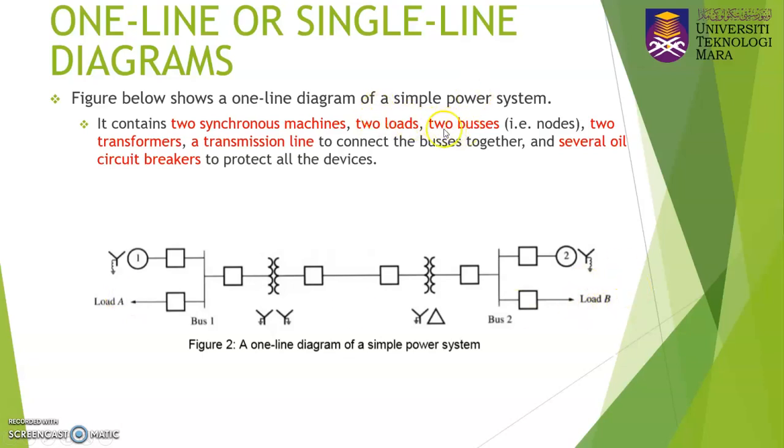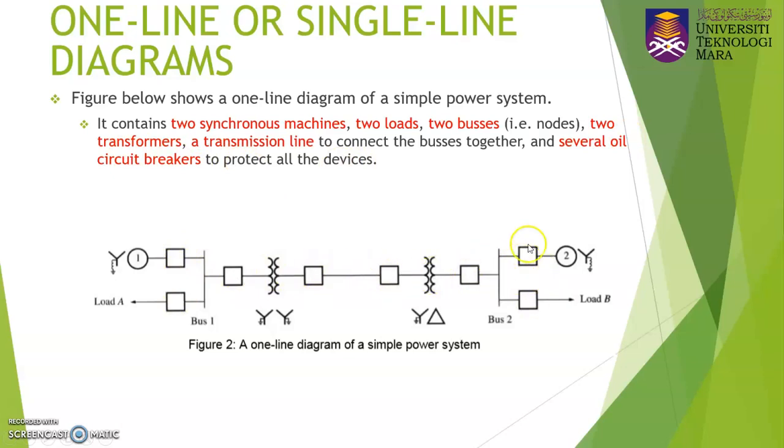Then you have two buses. This is the first bus, this is the second bus, and you also have two transformers. This is the first transformer, and the second transformer. The first transformer has a Y connection and a Y delta connection. You also have a transmission line, meaning a single transmission line here. You also have several oil circuit breakers to protect all the devices. Here are circuit breakers 1, 2, 3, 4, 5, 6, 7, and 8.